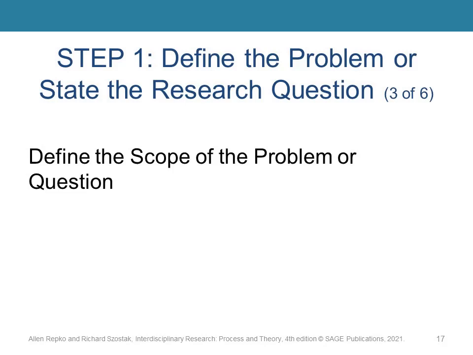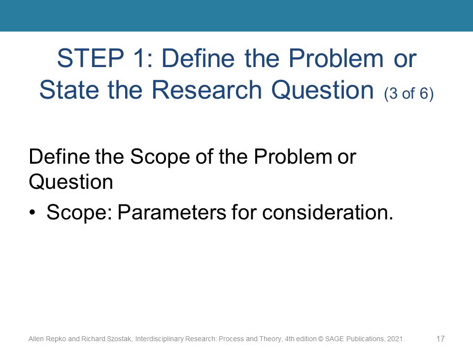The second decision involved in step 1 involves how we define the scope of the problem or question. The word scope includes all of what you intend to include in your investigation and what you plan to exclude. For example, we could examine the causes of a phenomenon, the factors that contribute to its existence. We could also examine the effects, outcomes, consequences of the phenomenon.